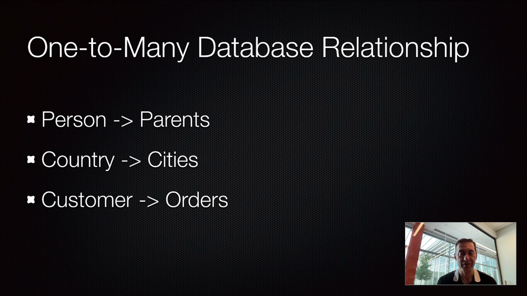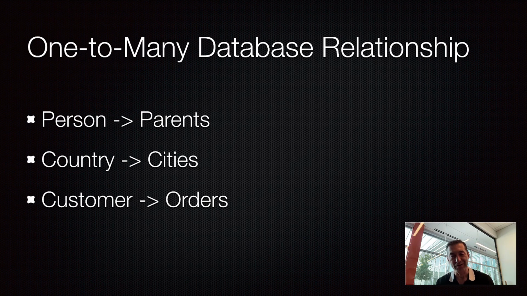One-to-many relationships are also fairly easy to understand. For instance, every person has parents. So that's one person, multiple parents. A country has multiple cities. Of course, there could be some exceptions to this where, for instance, Vatican is a country and the city of Vatican is the city. So there are some exceptions, but as a general rule, one country has multiple cities.